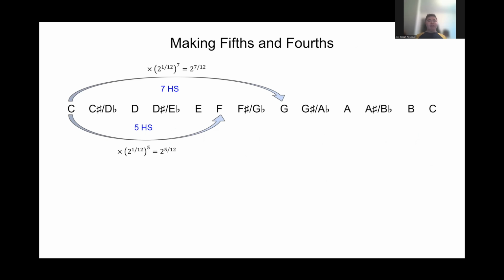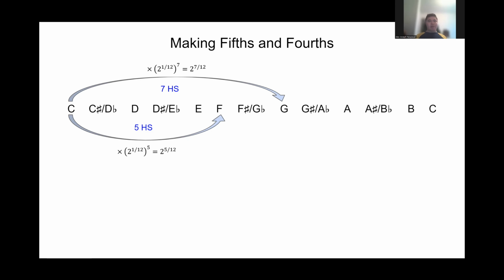Let's make fourths and fifths with this knowledge. A perfect fifth has 7 half steps. So to get from C to G, we have to multiply this frequency by 2 to the 1/12 7 times. So we're multiplying by 2 to the 7 over 12. For a perfect fourth, it's only 5 half steps. So our multiplier to get from C to F would be 2 to the 5 over 12.